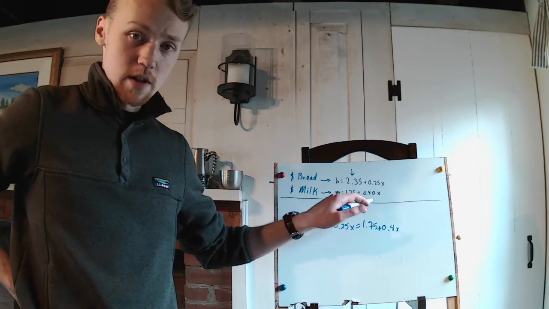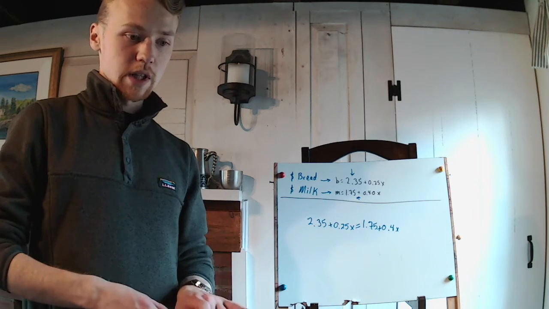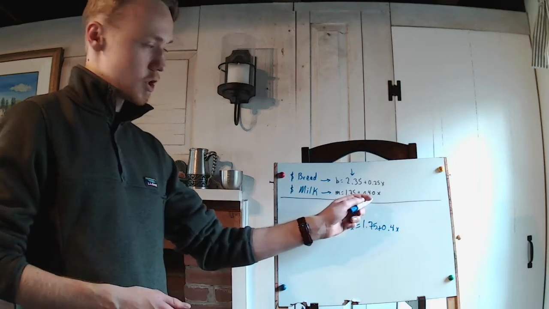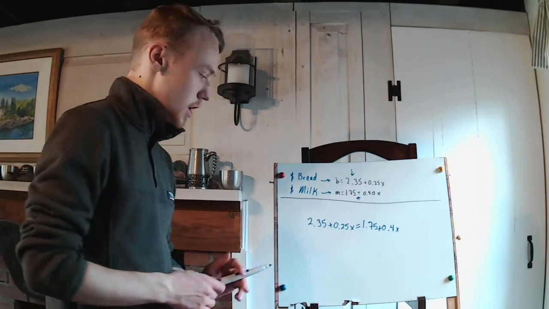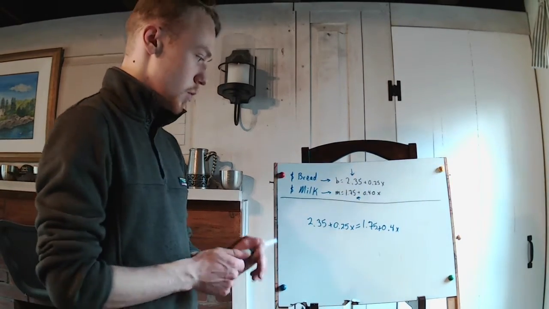You'll see I dropped this 0 at the end because it's just a placeholder. It's not really doing anything in this equation, so I dropped it. If you like to keep it, you absolutely can. It doesn't change the problem at all, so don't worry about that. Okay, what do we want to do?